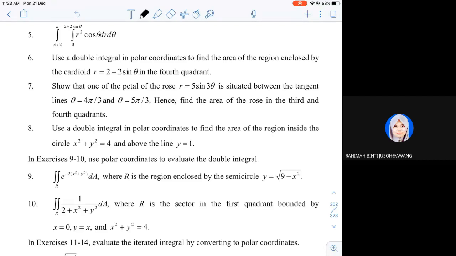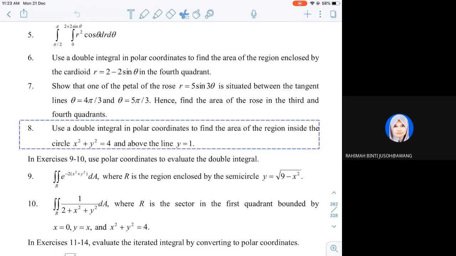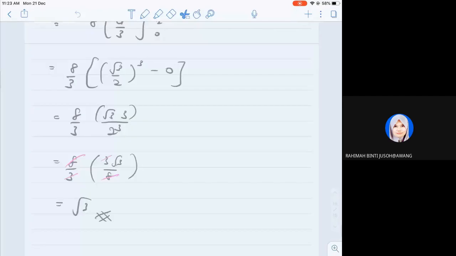The next integrals are simple, question number 6 and 7. Alright, let us do question number 8. Number 8 is a bit difficult. Question number 8.